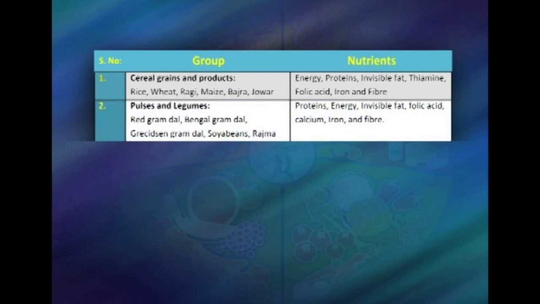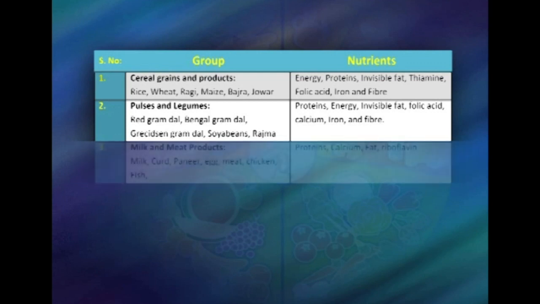The second group is pulses and legumes. Now this food group includes pulses like dals, red gram dal, green gram dal, then all the whole grams like your rajma, chole and chana. Now this particular food group is rich in proteins. It also provides energy, invisible fat and also certain amount of calcium, iron and folic acid.